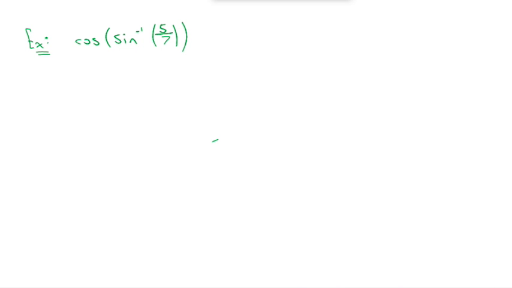So how am I going to find the cosine of sine inverse of 5/7? Well, you draw a picture. What quadrant? It's the first one, because 5/7 is positive. Sine inverse only works in the first or the fourth, but in the fourth quadrant, sine is negative, so it has to be in the first.